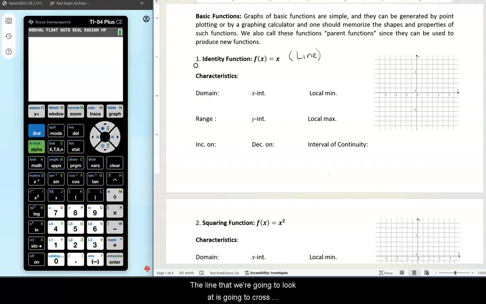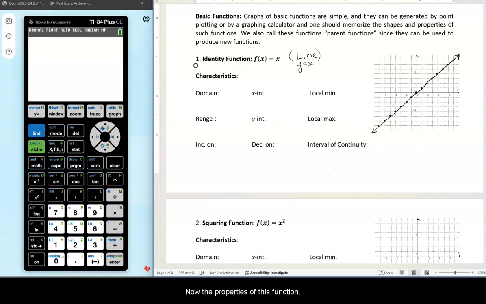And the line that we're going to look at is going to cross through the origin right here, and then it's going to go up 1 over 1 in a positive direction and cross through all of these hash marks. Then down here, down 1 to the left 1, that makes a positive motion because we're going from left to right, we're going up and to the right. And we end up with all of these points. See if I can connect them. There we go. And that is our identity function, or the line y equals x.